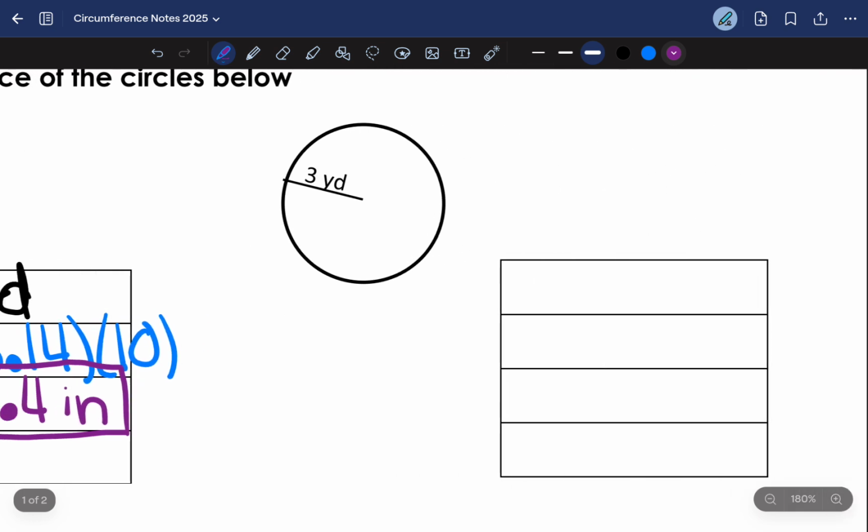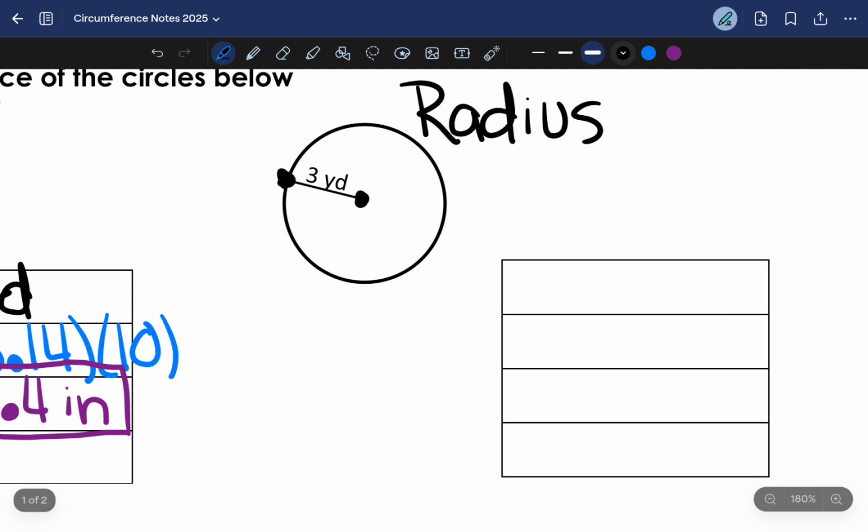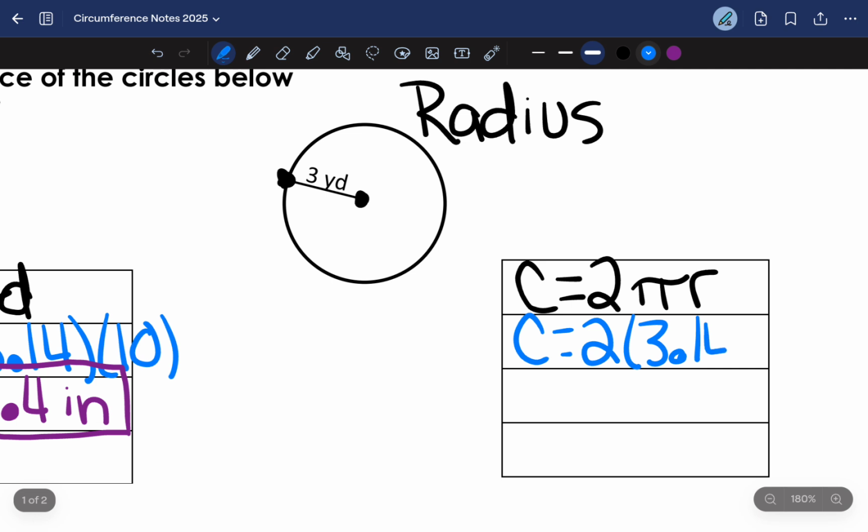Let's scoot over to this next one. We have a measurement of 3 yards, and I notice that this line goes from the center of the circle to the edge, which tells me that this is the radius. So I'm going to write radius. You could put an R if you want to, because these are your notes. We're going to find the circumference of the circle, so we write the formula that uses radius: C equals 2 pi r. Then we start substituting in. The circumference equals 2 times 3.14, and the radius in this case is 3.